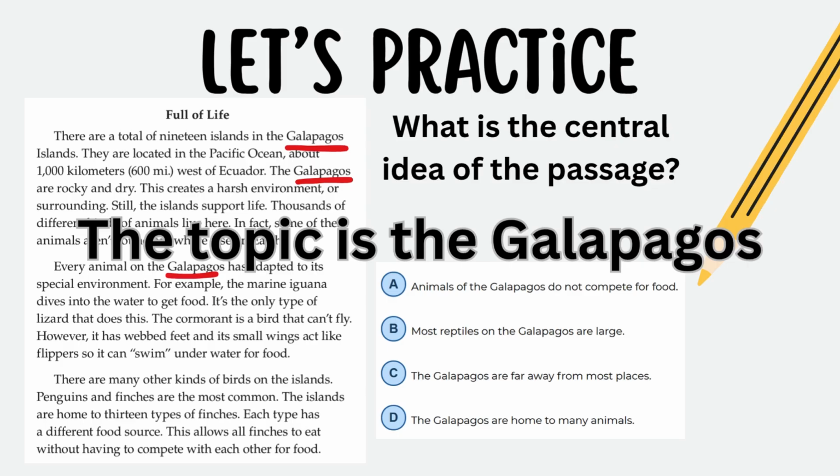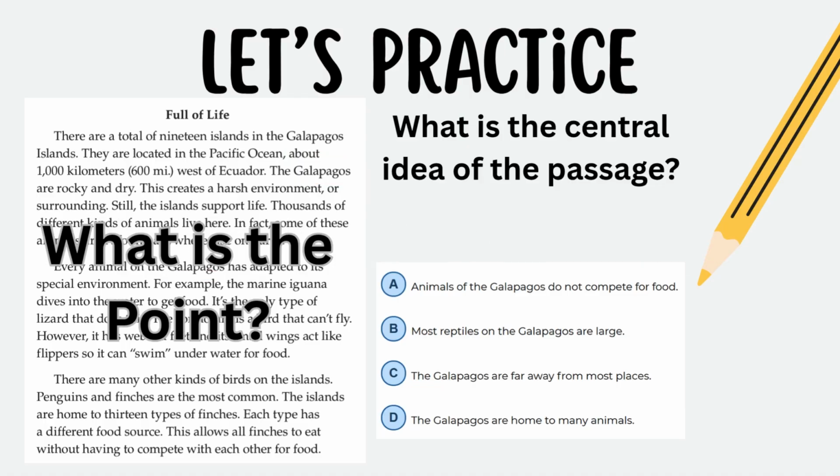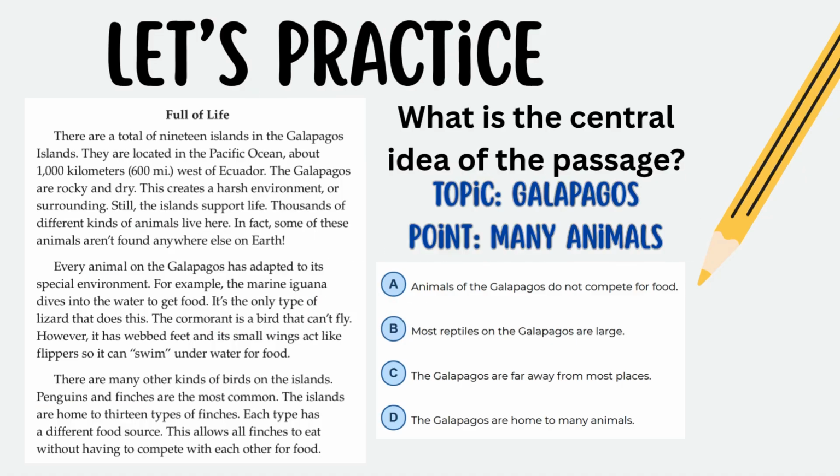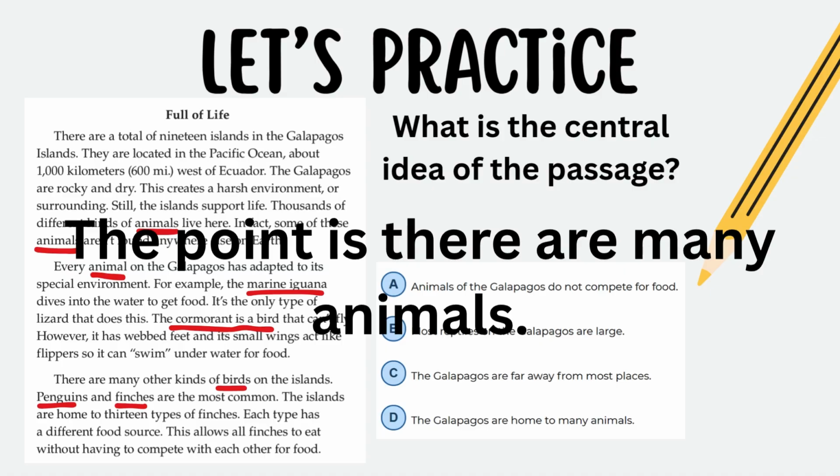All right. Our next step is to figure out what is the point that the author is trying to make about the Galapagos. Well, again, if we look back in the text, we can see that the author keeps referring to animals. They talk about animals, animals, animals, and then marine iguana, the different types of birds, penguins, and finches. So we can determine that the point that the author is trying to make is that there are many animals in the Galapagos Islands. But again, Galapagos is going to be our topic, but there are many animals.